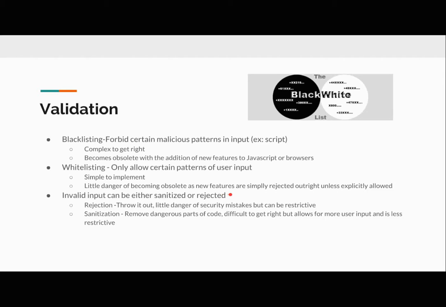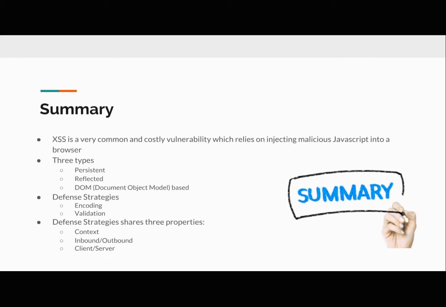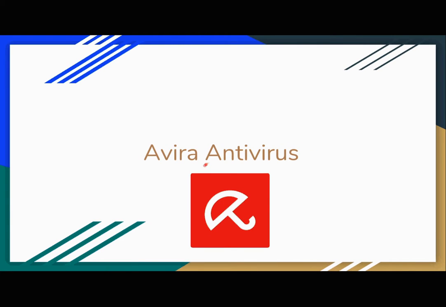And finally, when you have invalid input, you can either reject it outright, or you can try and sanitize it. So you can either just throw it all out, or you can try and remove some dangerous parts of the code, which can be hard to get right, but gives more flexibility to user input and is less restrictive. And here's the summary. Okay, so now part 2, the security tool.